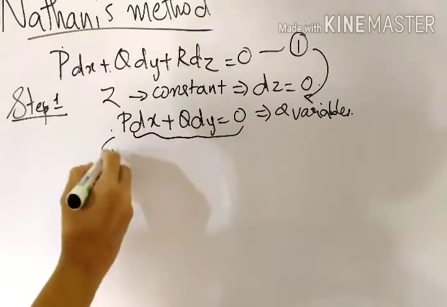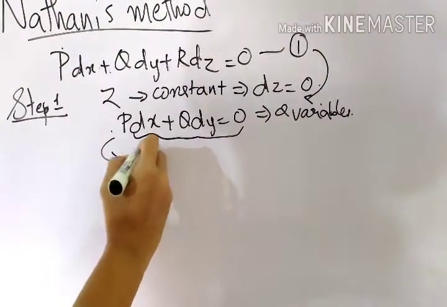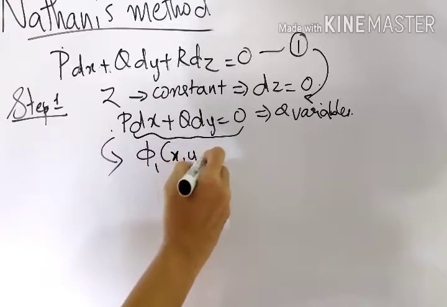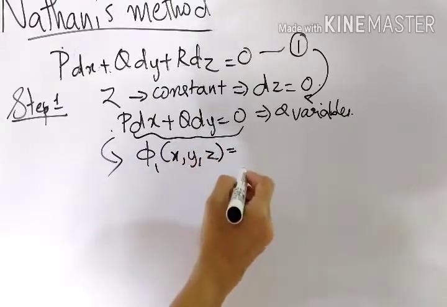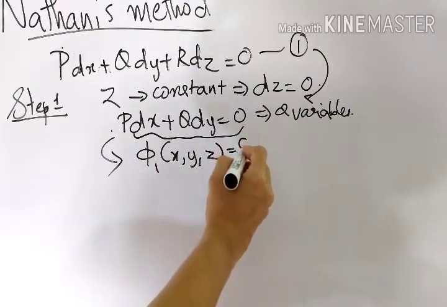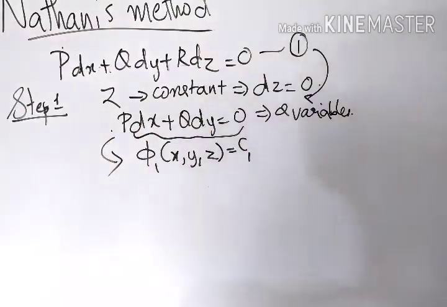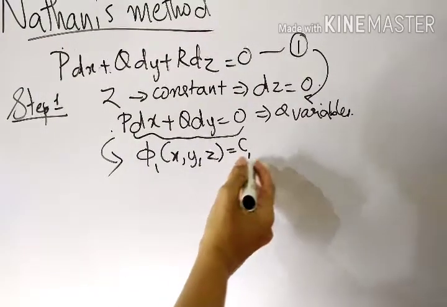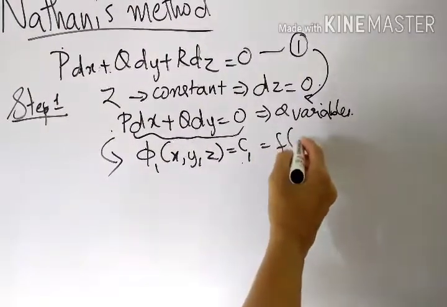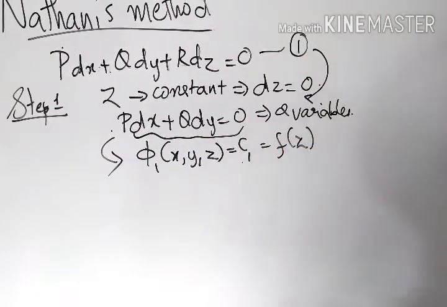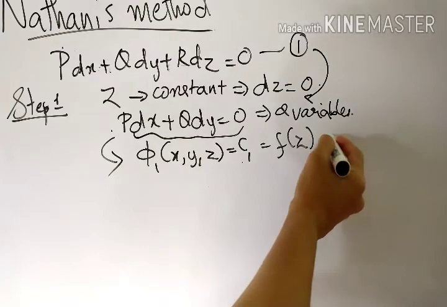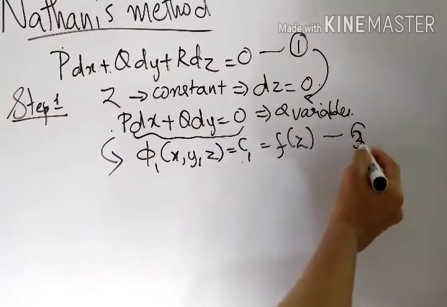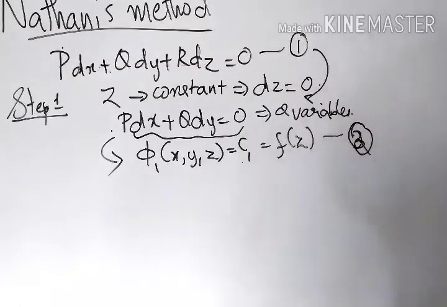Now let me name the solution as, say, phi1 of x, y, z is equal to, I have to give an integrating constant. I am giving it as c1 for the time being. Also, remember that we have treated z as a constant. So, there's a possibility for the c1 to be a function of z. I am giving it as f of z. It can be a number or it can also be a function of z as well. So, this becomes my second equation.